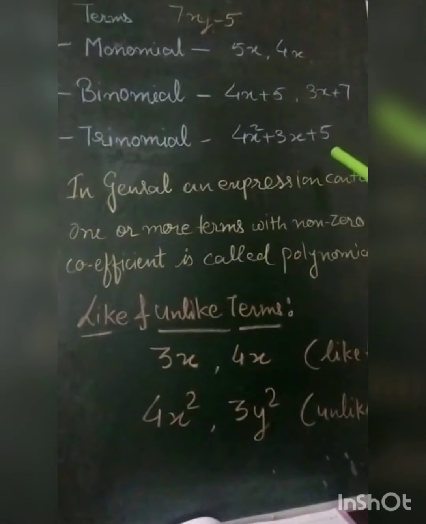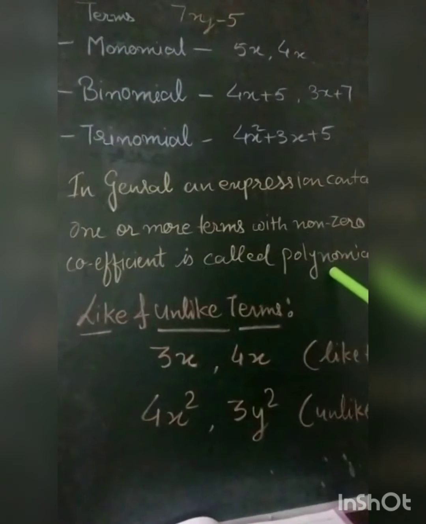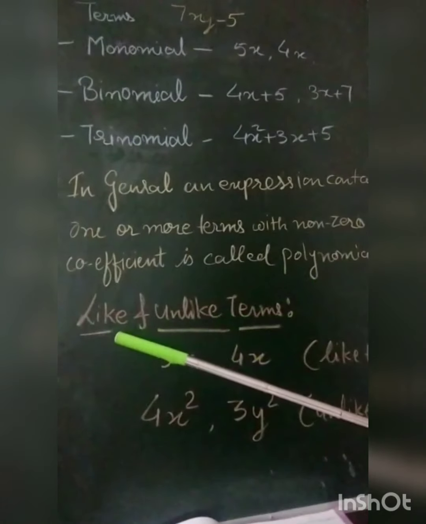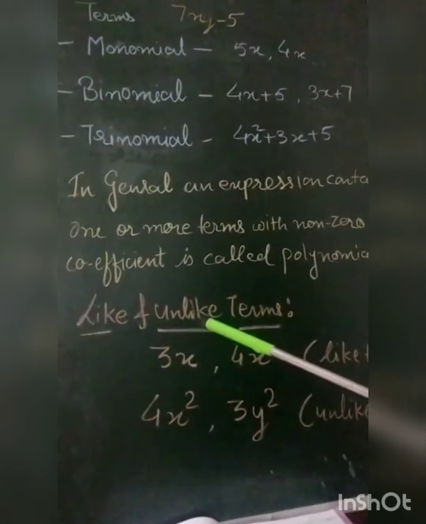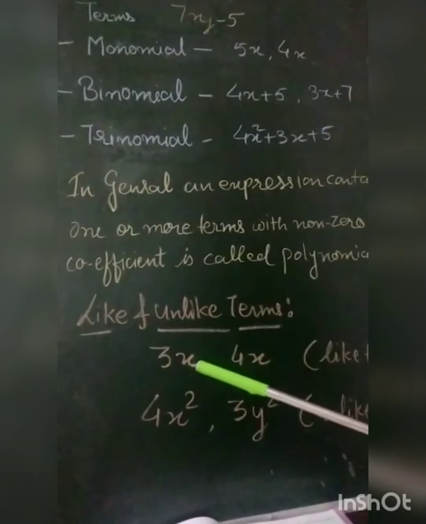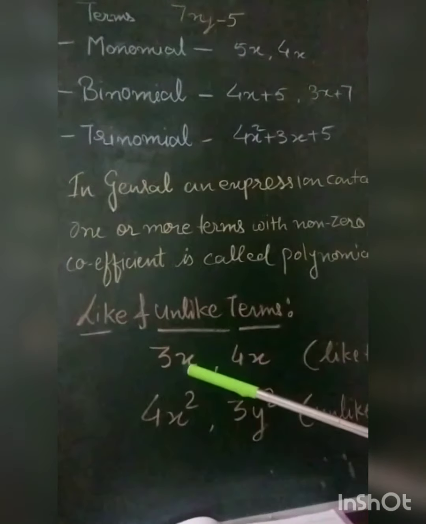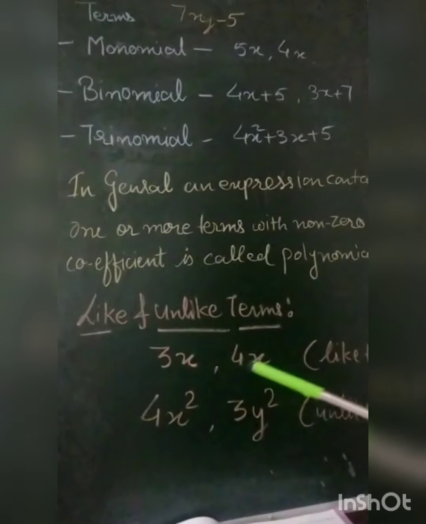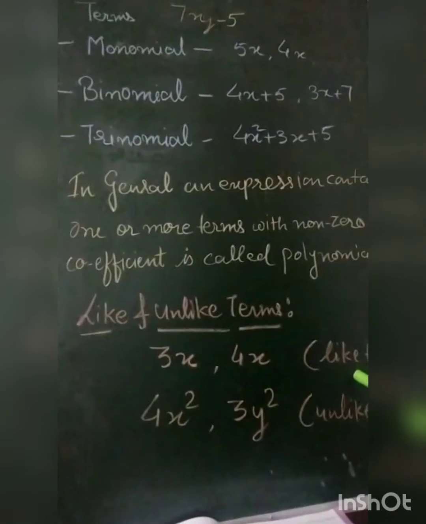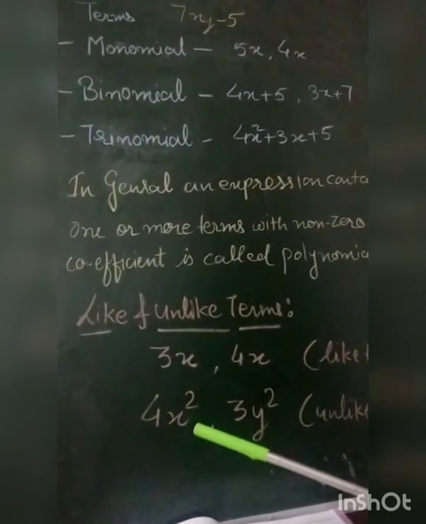So all these also are called polynomial. Either it is a monomial, binomial or trinomial, it is also a polynomial. Then the other concept is to find out whether the terms are like terms or unlike terms. If the variable and the degree of the variable is same, then it is a like term. Example 3x and 4x. Here we can see that the variable is x only and the degree is 1. So both are same, so they are called like terms. If the variable and the degree of the variable is same, then only it is a like term.